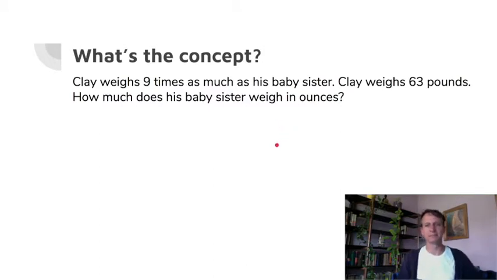Okay, Clay. That's his name. Clay weighs 9 times as much as his baby sister. Clay weighs 63 pounds. How much does his baby sister weigh in ounces? Now this is one where you have to read a little bit more carefully, because there's an easy mistake to make here. You see, 9 times 63. Oh, okay, so that's 540 plus 27 is 567. His baby sister weighs 567 pounds.